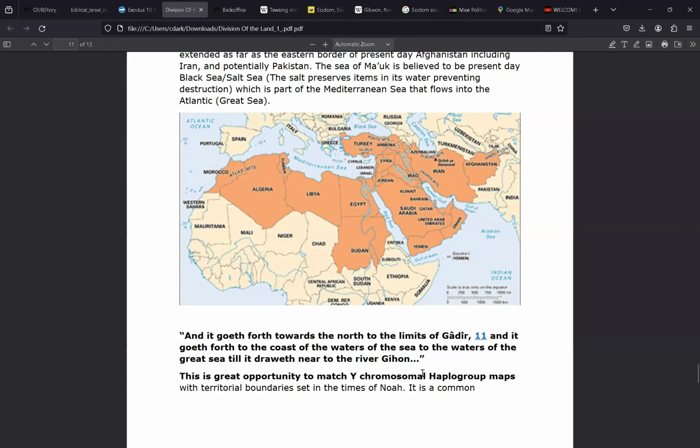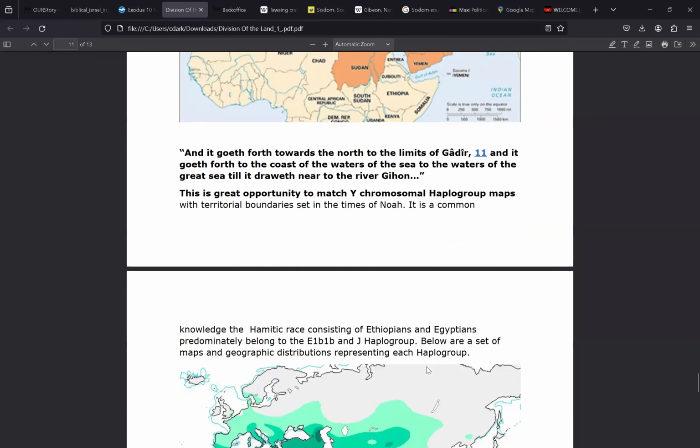Mhm. So this is a great opportunity to match Y chromosome haplogroup maps with territory boundaries set in the times of Noah. That's important because when you're talking about Hamites, Japheth, the three sons that come off of the ship of Noah.